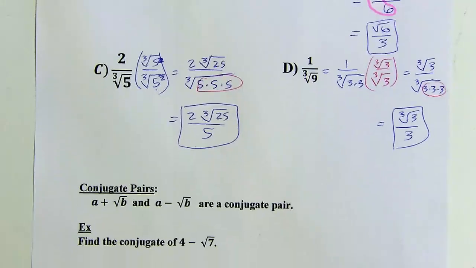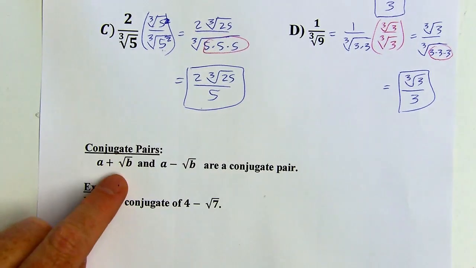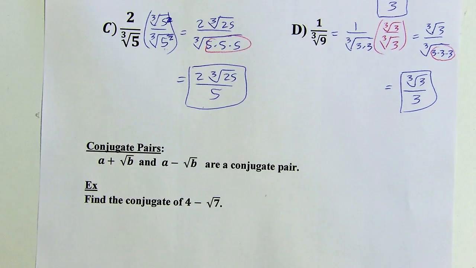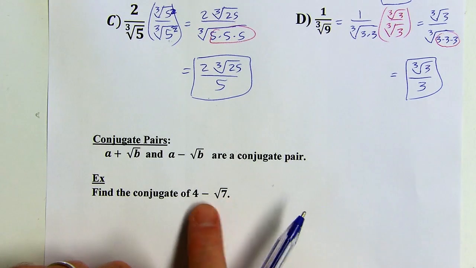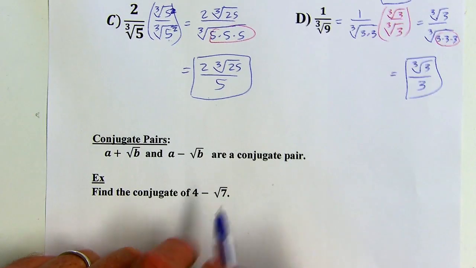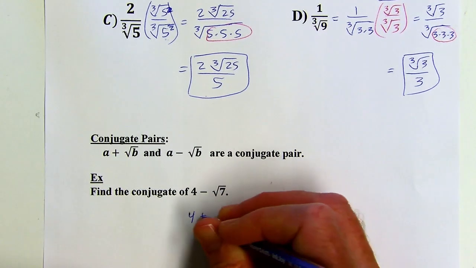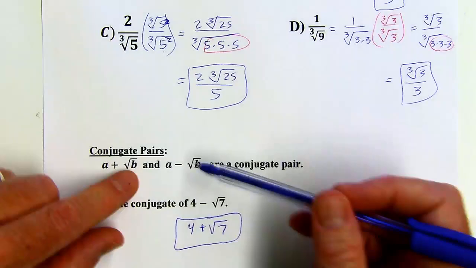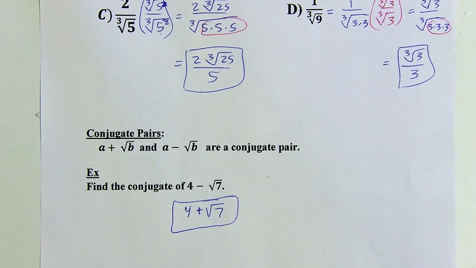Next up, let's look at conjugate pairs. So here's a conjugate pair. A plus the square root of b and a minus the square root of b are a conjugate pair. Okay? So if I'm looking for the conjugate of 4 minus root 7, all I have to do is change the sign of the radical. Okay? So the conjugate of 4 minus root 7 would just be 4 plus the square root of 7. You just change the sign of the radical part. Okay? Just a little vocab. We're going to need that on the next page.